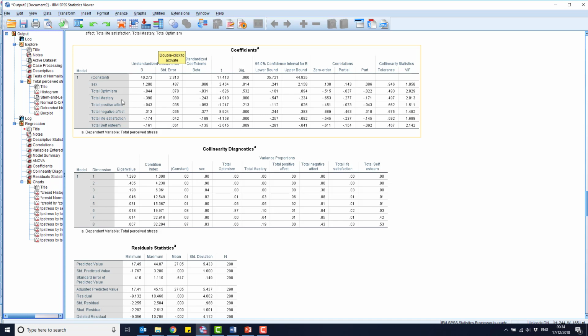So that gives us a sense of the scale of the relationship. We'll look now at total mastery score, and we can see that that has a negative relationship. So as your mastery score increases, your score on perceived stress will decrease. For every unit you increase on mastery, your score on perceived stress will decrease by 0.39 of a point.